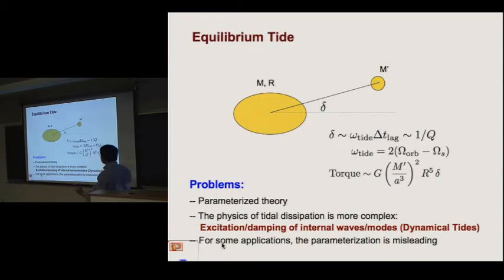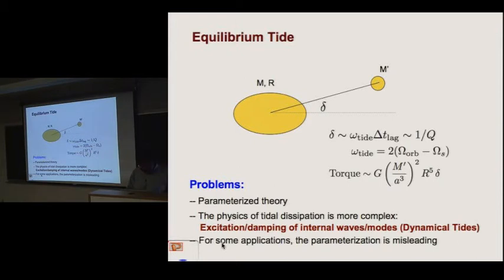So you may take the attitude that the physics of Q or tidal lag is very messy, but I'm going to take an empirical approach, make this parameterization and be happy and apply it. But I'm going to try to convince you that for some applications, this parameterization may not be adequate and may give you a misleading result. Okay.